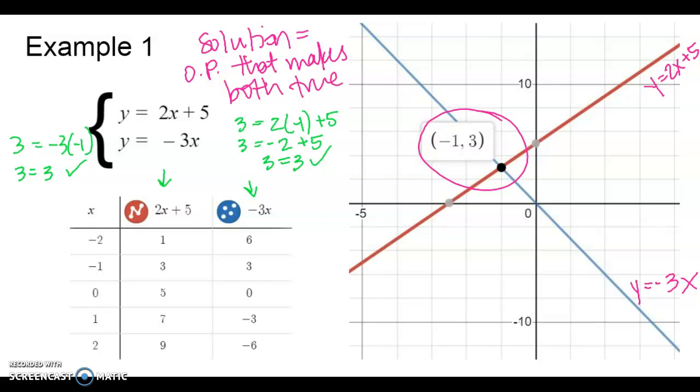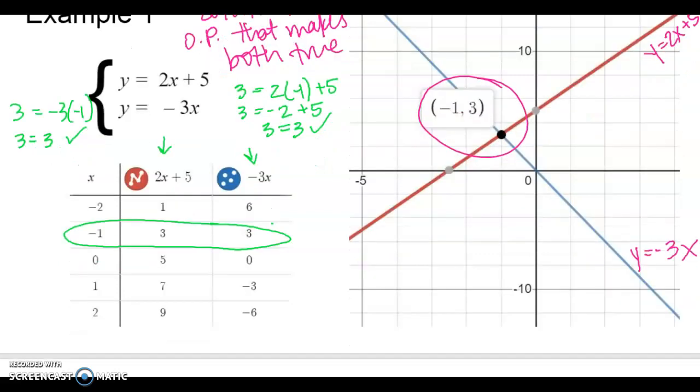So starting at negative 2, our red line has an output of 1, and our blue line has an output of 6. So that would not be the solution. But here we can see that when I plug in negative 1 for my x, I get 3 as an output for 2x plus 5, and I get 3 as an output for negative 3x. So on a graph, my solution to the system of equations is the point of intersection between the two lines. In a table, it's where I have the same output for a particular input.